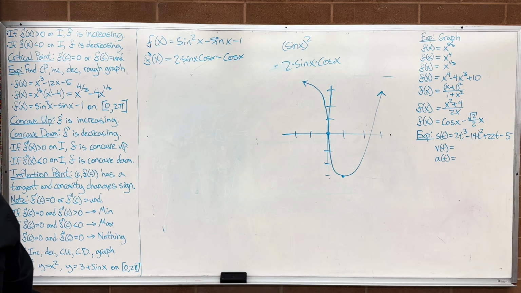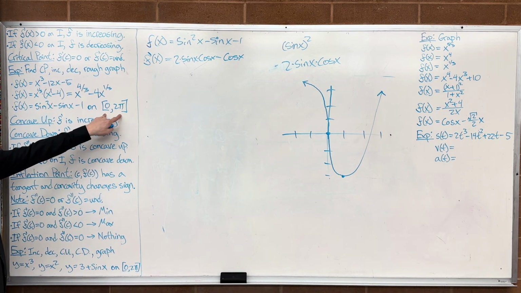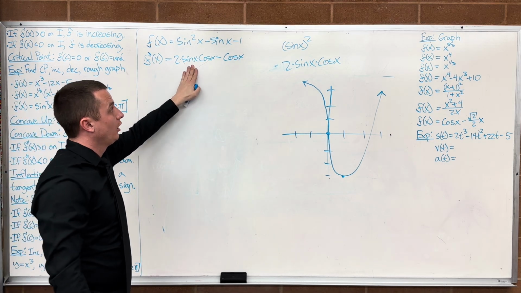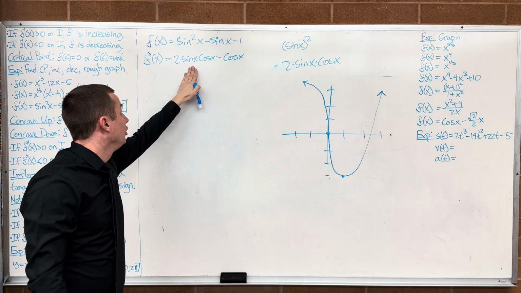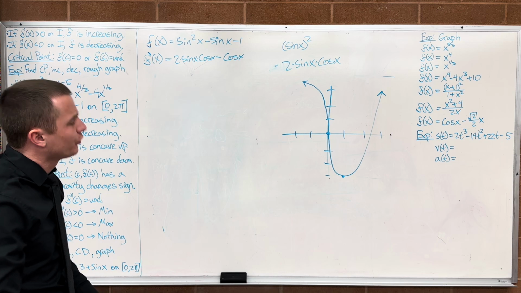So I'm guessing it said something like that. Yes, on the interval 0 to 2 pi. Okay. So we're looking from 0 to 2 pi. What are our critical points? Where is our derivative 0? Well, it's still kind of hard to reason about this.